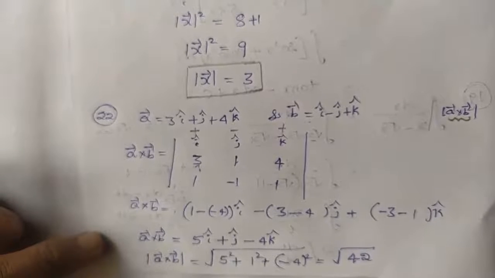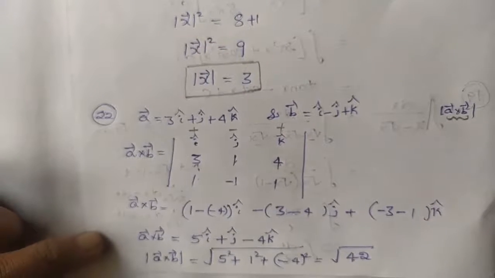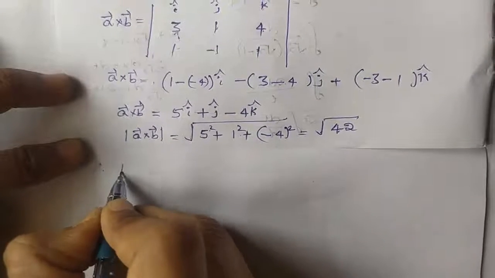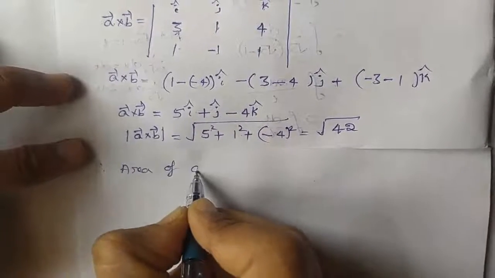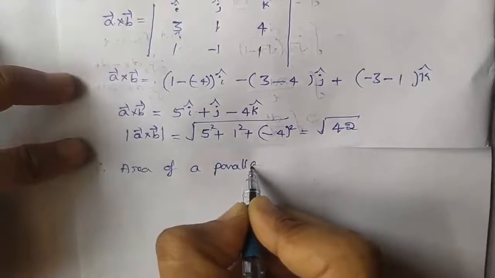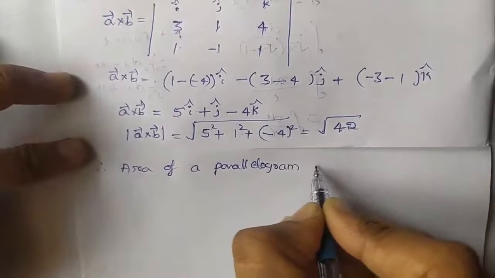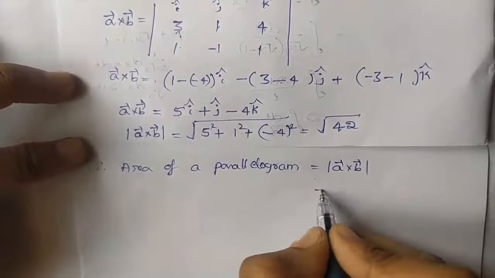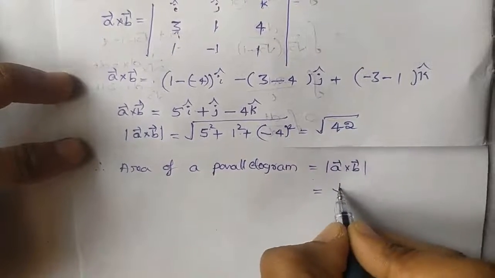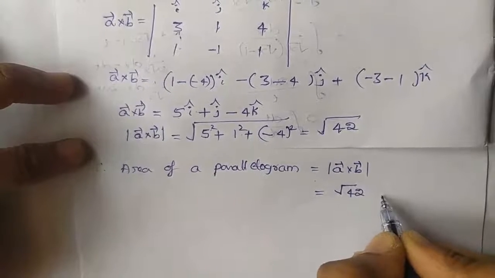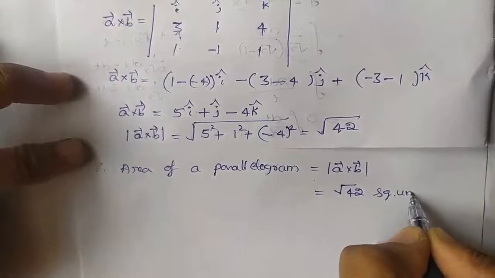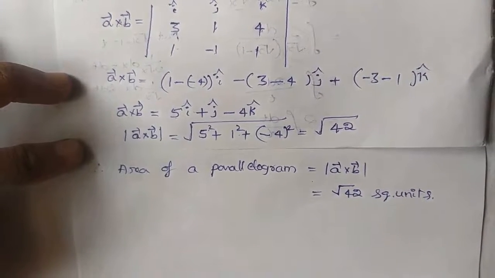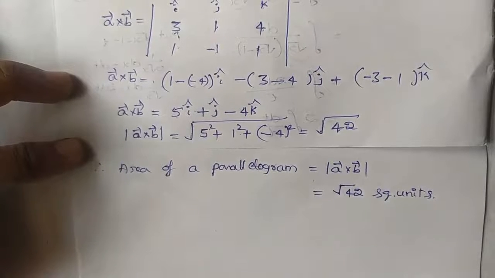Therefore, now write the conclusion. Area of a parallelogram equals the magnitude of a cross b. We found the magnitude of a cross b is root 42. Therefore, the area is square root of 42 square units. Hence, this is the solution for this question. Now, we will move on to the next question, the 23rd question.